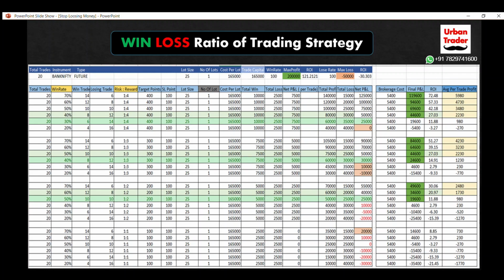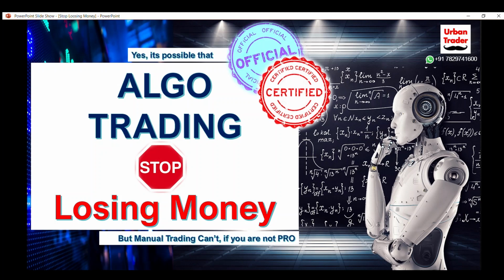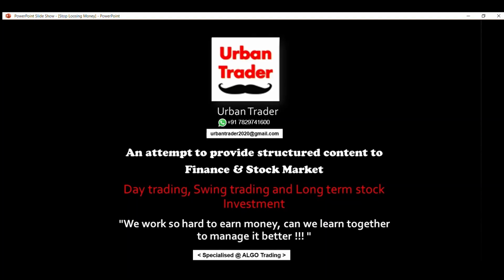If you have an algo, you can always do back testing, analyze, and only then deploy the cash. That's a better way, where you can take an edge instead of doing manual trading. This shows that algo trading can stop you losing money, but when you do manual trading, you end up losing if you're not a pro. So take your trades well. It's hard-earned money, so better take care of the trading capital you have.